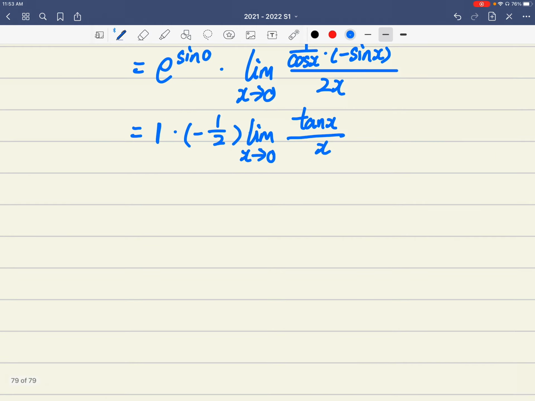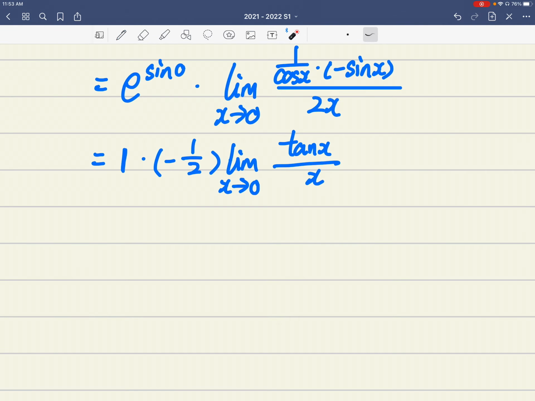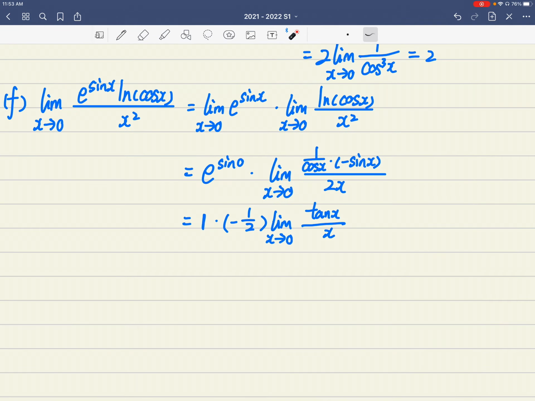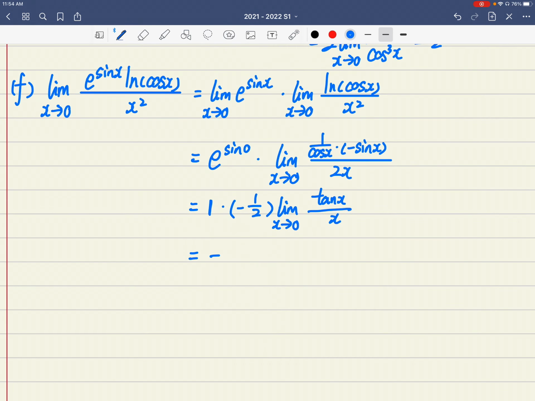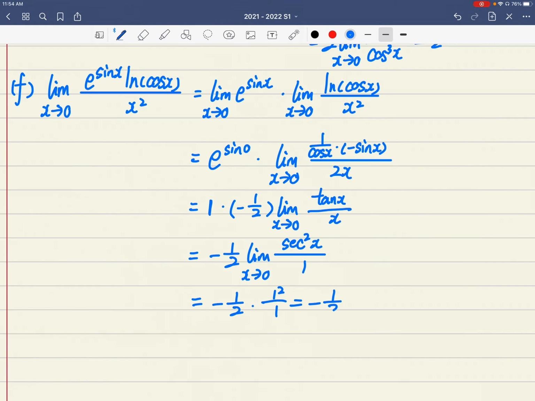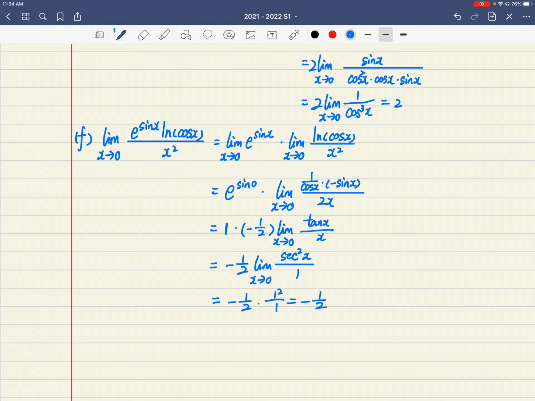You have to do it one more time, because now if you do the substitution, it's still 0 over 0. So just do it one more time. It's negative half times the limit. Tangent derivative is secant squared, and the bottom x derivative is 1. Then when x is 0, secant 0 is 1. So it's negative half times 1 squared over 1, so it's just negative half. Okay, so this is the result.